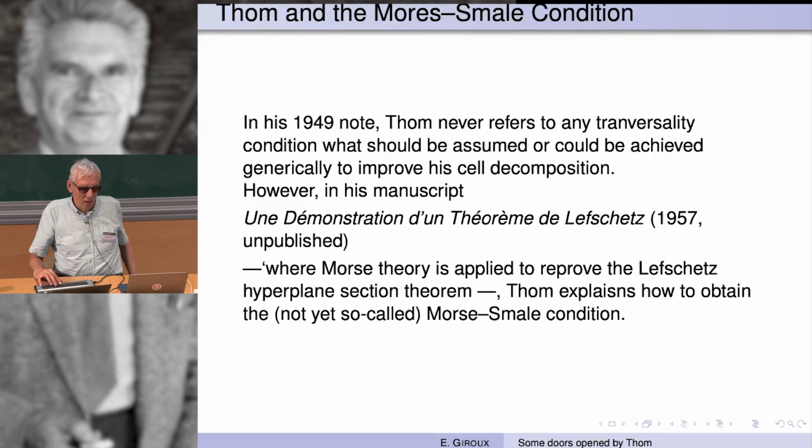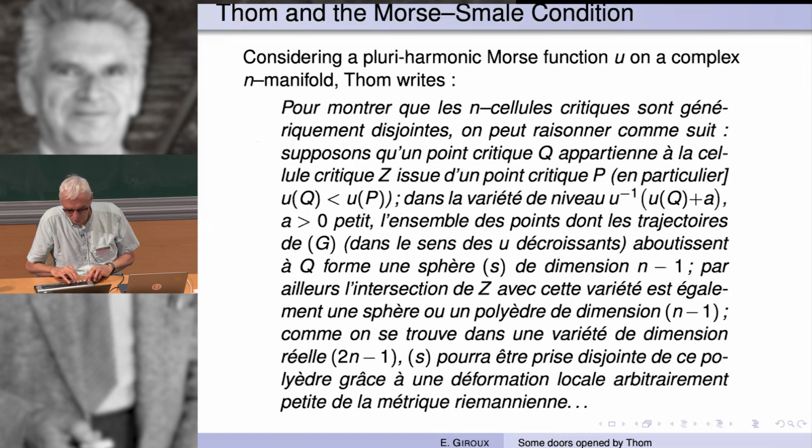However, in '57, in his manuscript, where he gives a new proof of the Lefschetz hyperplane section theorem, Thom explains how to obtain the Morse-Smale condition, which at the time was not yet called like this, of course. And let me show you what he says. We are back to the transparency about the plurisubharmonic function, I guess.